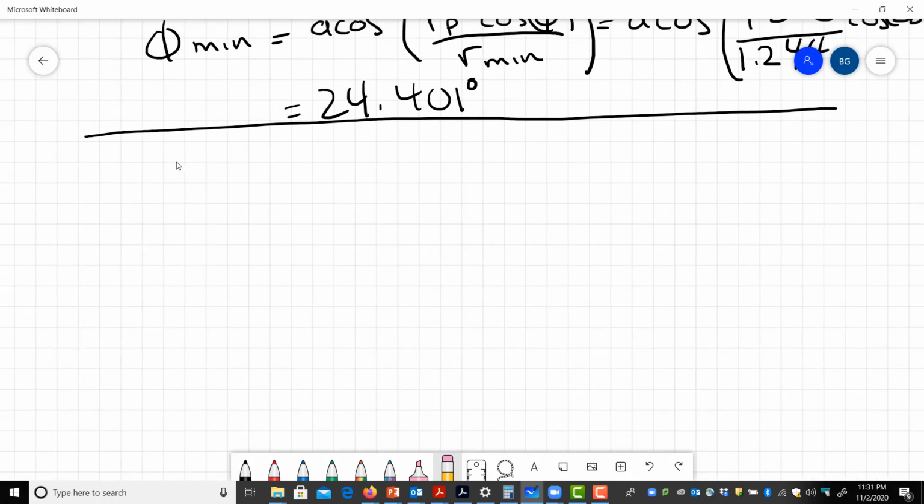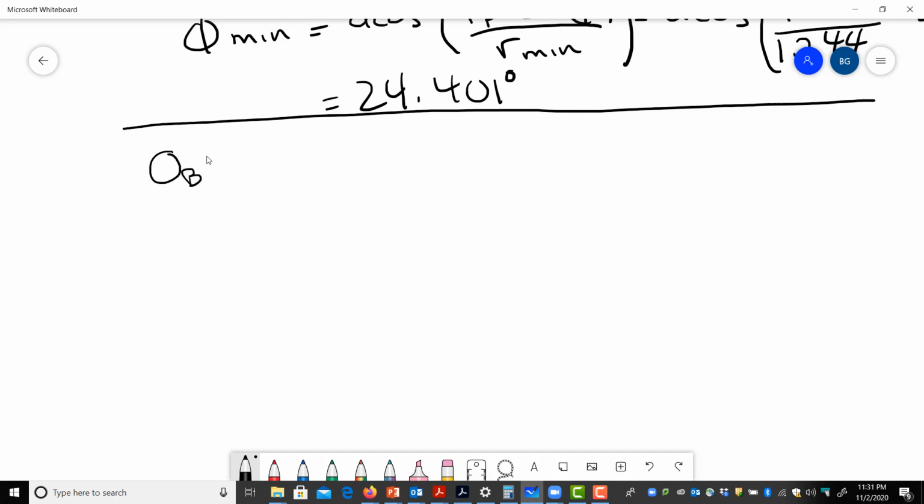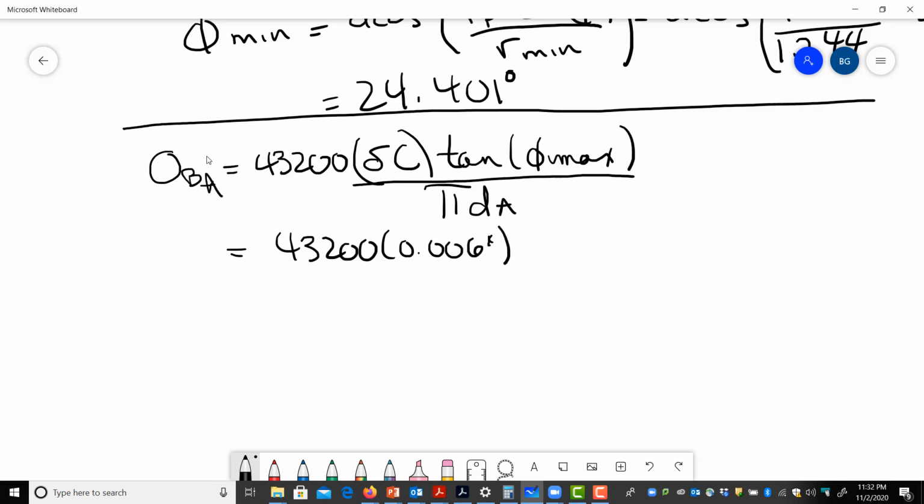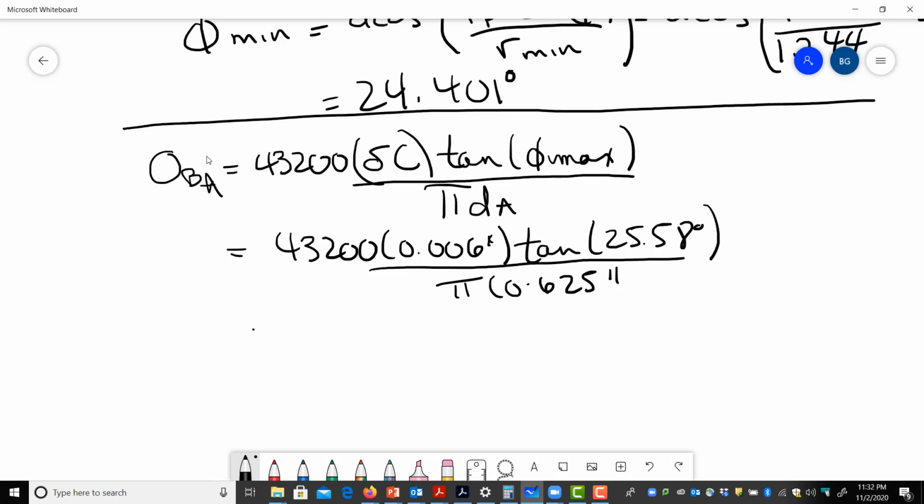Now to calculate the backlash of one gear, let's just say theta B of A equals 43,200 delta C, which is the change in center to center distance, times the tan of phi max over pi dA. So this equals 43,200 times 0.006 inch times tan 25.58 degrees over pi times 0.625 inch, and this equals 63.2 minutes arc.